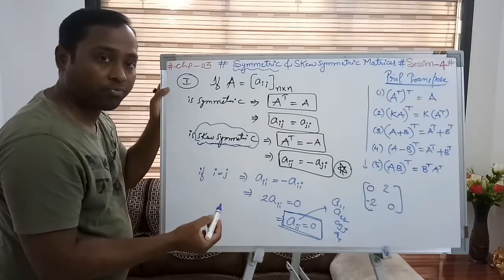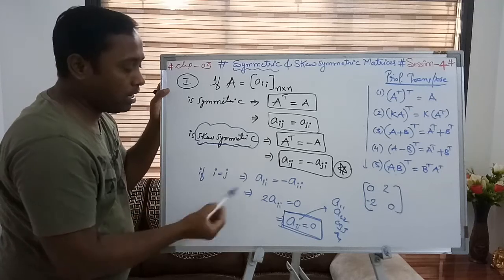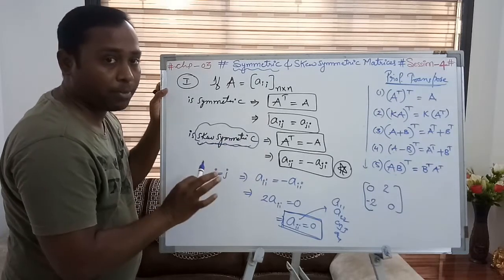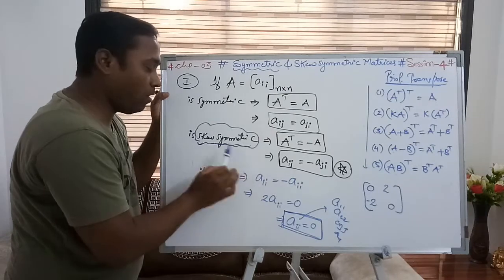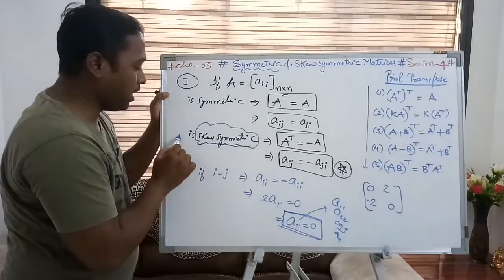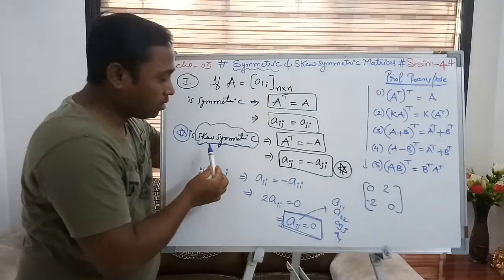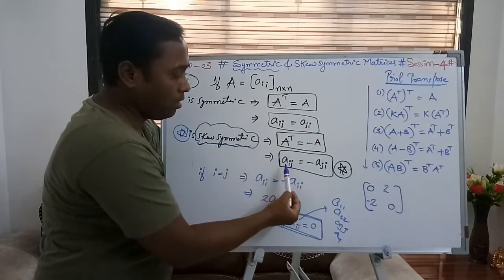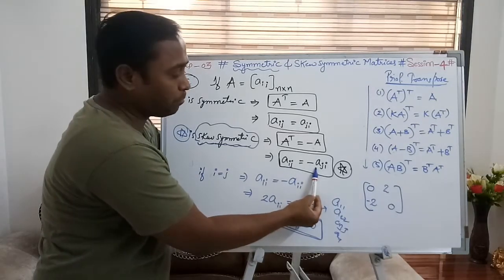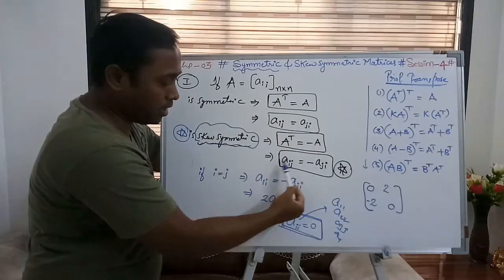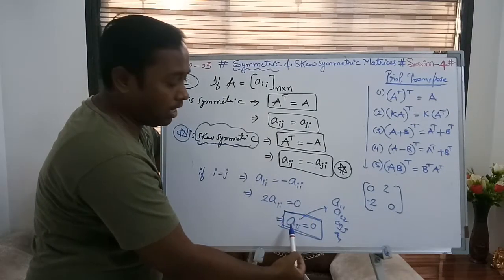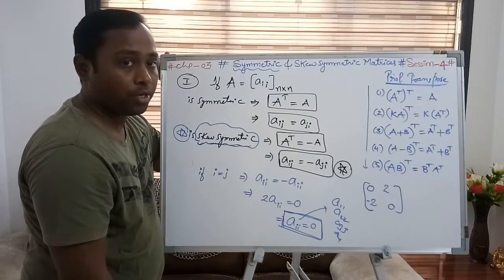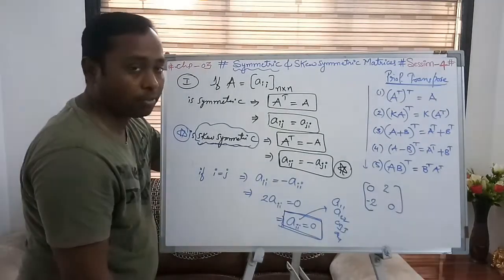So this is basically a theorem. They may ask a question: prove that diagonal elements of a skew symmetric matrix are always 0. I repeat, prove that diagonal elements of a skew symmetric matrix are always 0. Then you need to just start with the definition. If a square matrix is skew symmetric, which implies A transpose is equal to minus A, where Aij is equal to minus Aji. If I take i equal to j, the condition becomes Aii equal to minus Aii, and by simplifying you get Aii equal to 0. It means that all diagonal elements are 0. Hence proved.